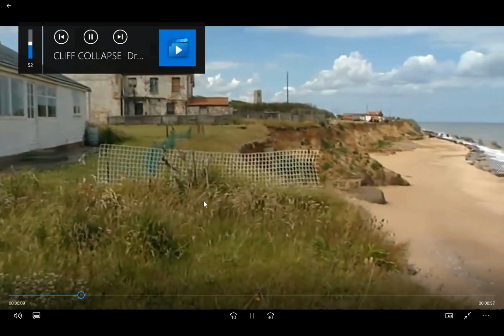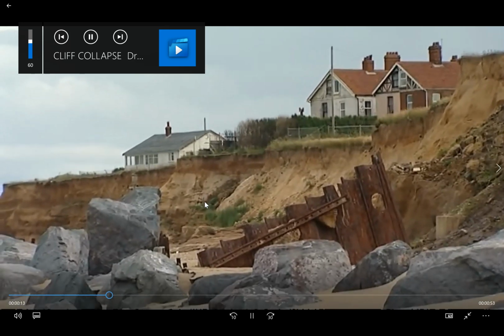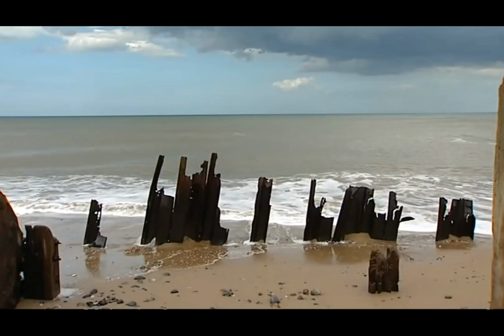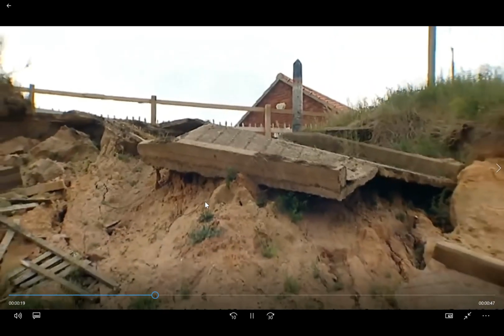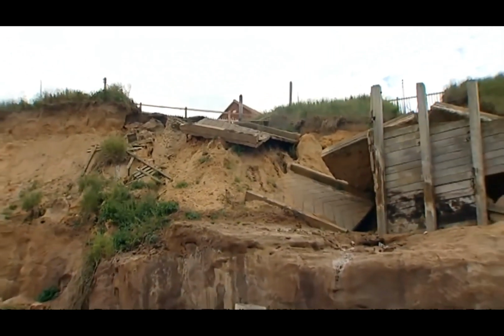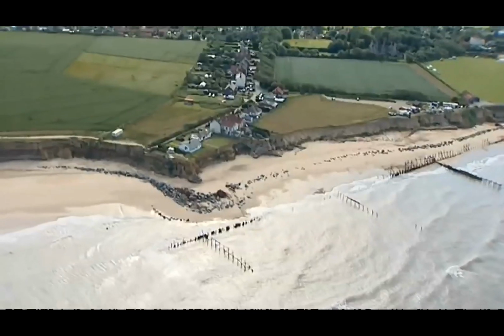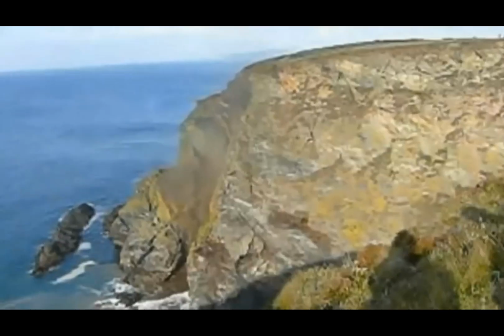Coastal erosion is something people living in communities like Happisburgh in Norfolk know a thing or two about. The wooden sea defences built here 50 years ago have been failing recently. As a result, large chunks of the sandy cliffs have been giving way and falling into the waters below. It's only a matter of time before houses begin to fall with it.